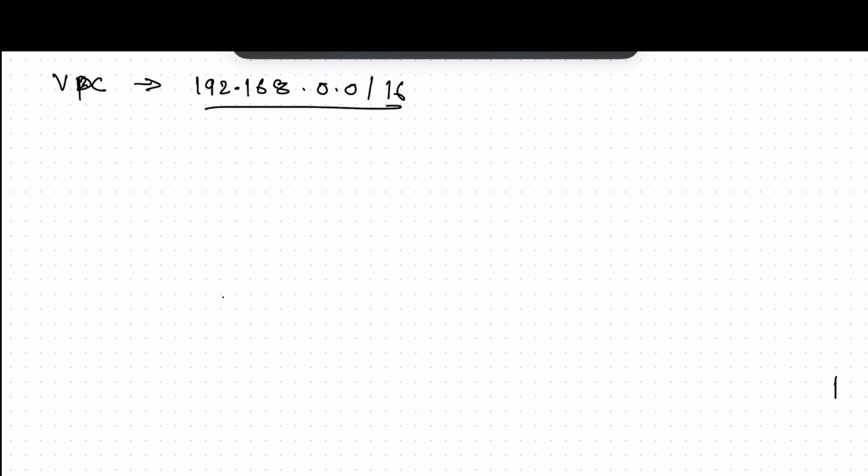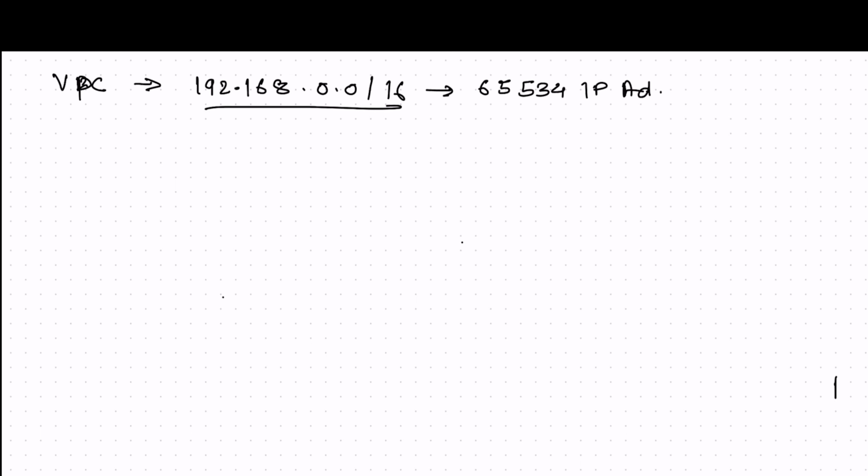Let's say that the CIDR range for that VPC is 192.168.0.0/16. So this is going to provide us 65,534 IP addresses to be used. After creating a VPC, you can add one or more subnets in each availability zone. When you create a subnet, you specify the CIDR block for the subnet, which is a subset of the VPC CIDR block. So let's say that we are going to create 4 subnets, out of which 2 are going to be public and 2 private.